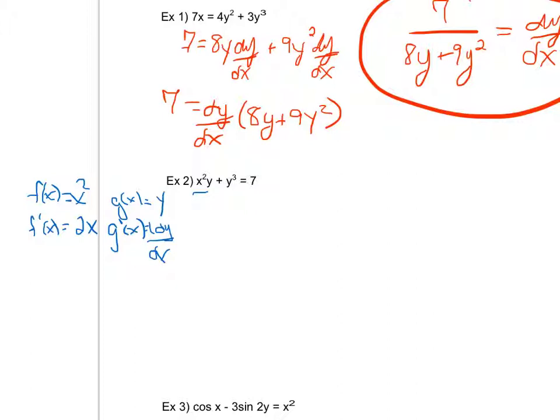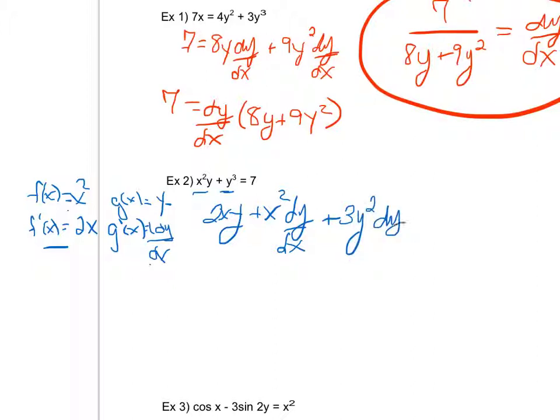example 2. So using my product rule on that first piece, I get the derivative of the first times the second. So I get 2xy plus the derivative of the second times the first. So x squared dy dx, since it doesn't matter what order I multiply, and I'd rather have the dy dx in back. Differentiating my next term, I get plus 3y squared dy dx equals 0.